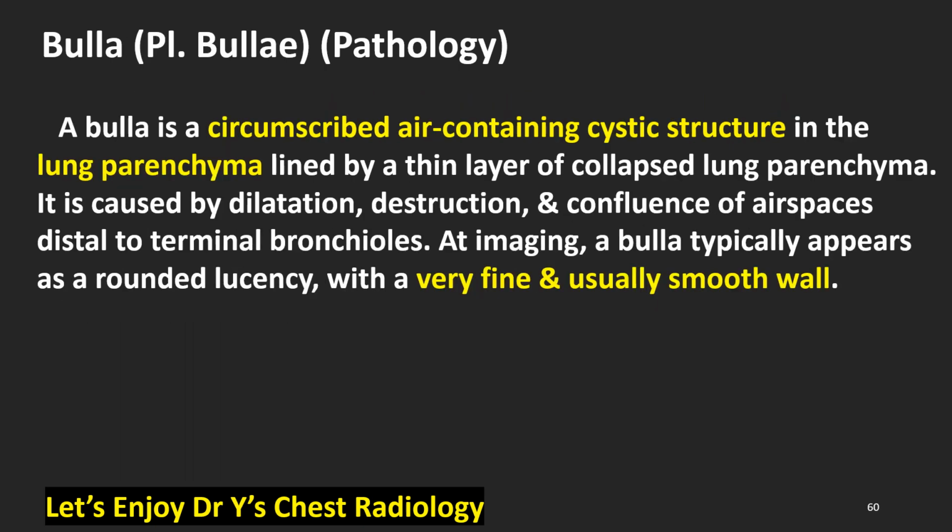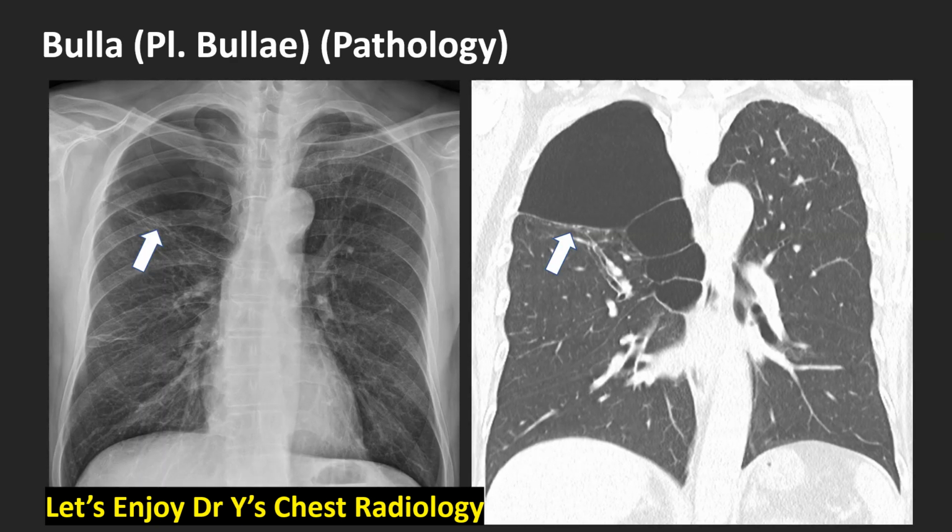Bulla, plural bullae, pathology. A bulla is a circumscribed air-containing cystic structure in the lung parenchyma, lined by a thin layer of collapsed lung parenchyma. It is caused by dilatation, destruction, and confluence of air spaces distal to terminal bronchioles. At imaging, a bulla typically appears as a rounded lucency with a very fine and usually smooth wall. Arrows indicate the bullae of the right upper lobe.